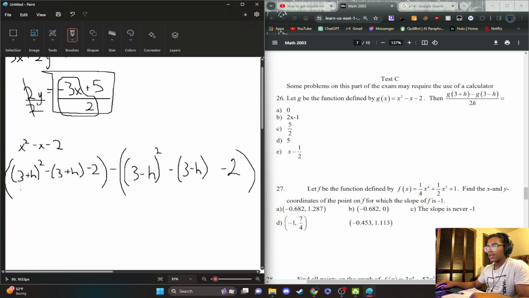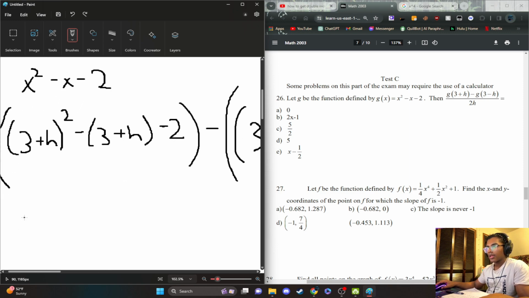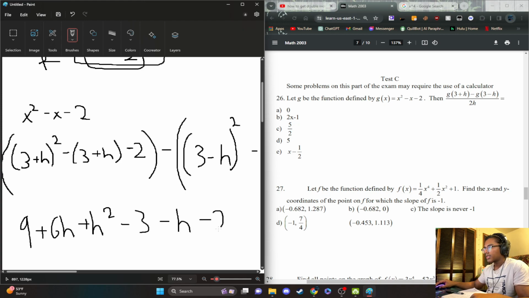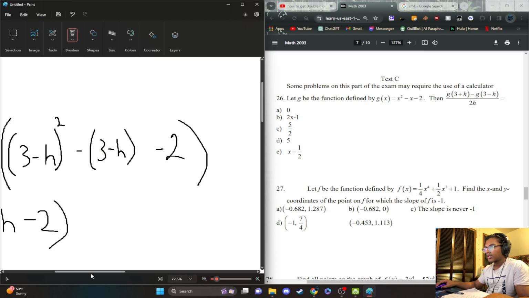(3 plus h) squared is 9 plus 6h plus h squared, minus 3, because it's negative, minus h, minus 2. So this is the full form of that, right? Now let's do this part.